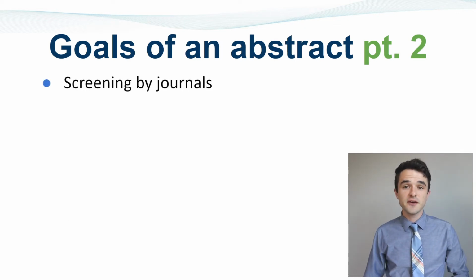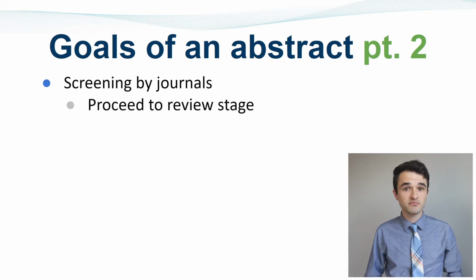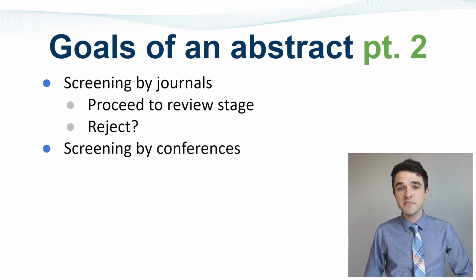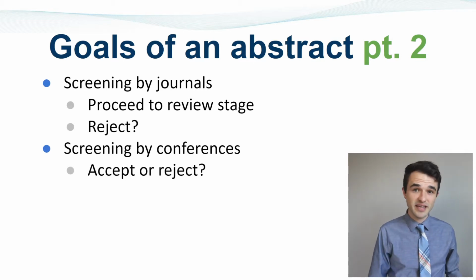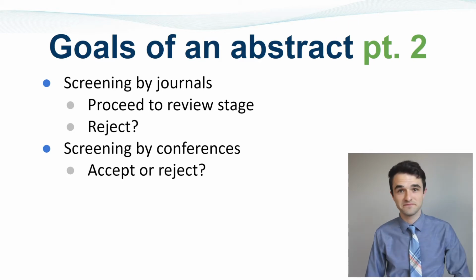Goals of the abstract, part 2. Screening by journals. Most journals will ask for an abstract submission as one of the first stages in their publishing review process. If an abstract is well written and relevant, you will proceed to the review stage, or your paper could be rejected. Similarly, your paper may be screened by a conference committee. Based on your abstract, you may be accepted or rejected. Conferences and journals receive thousands of abstracts for review, so small mistakes or a lack of clarity could easily lead your paper to the rejection bin.